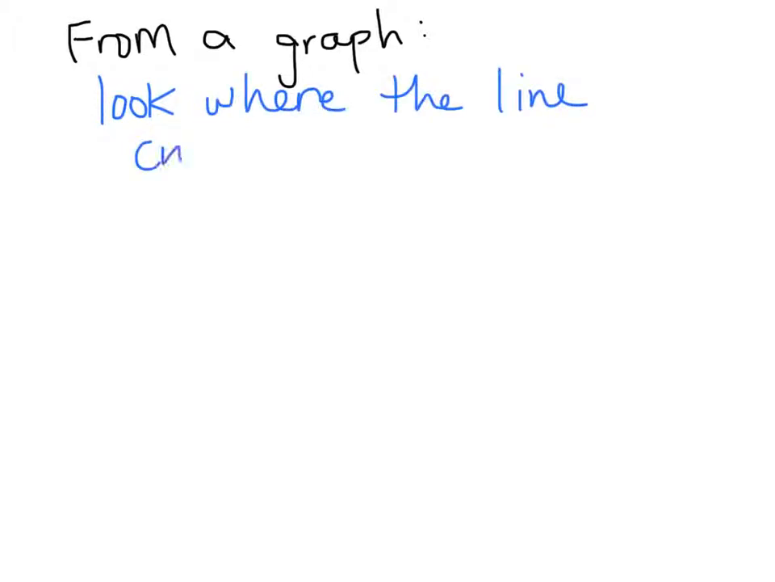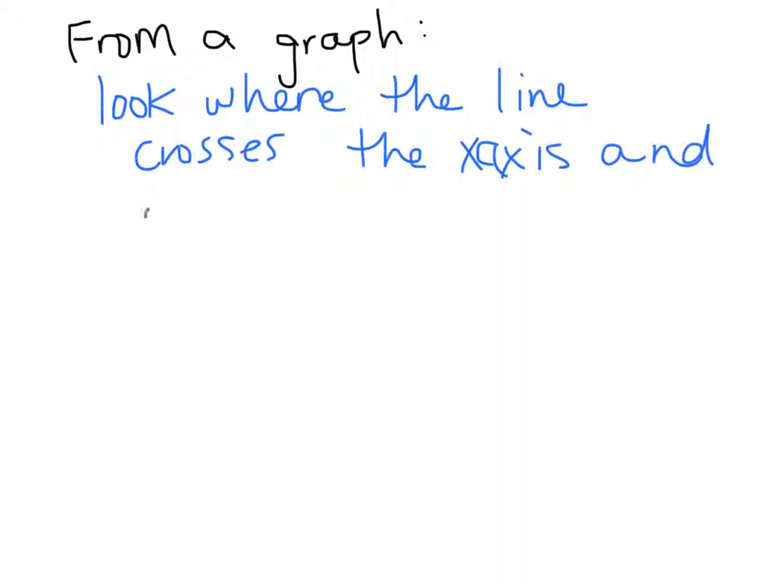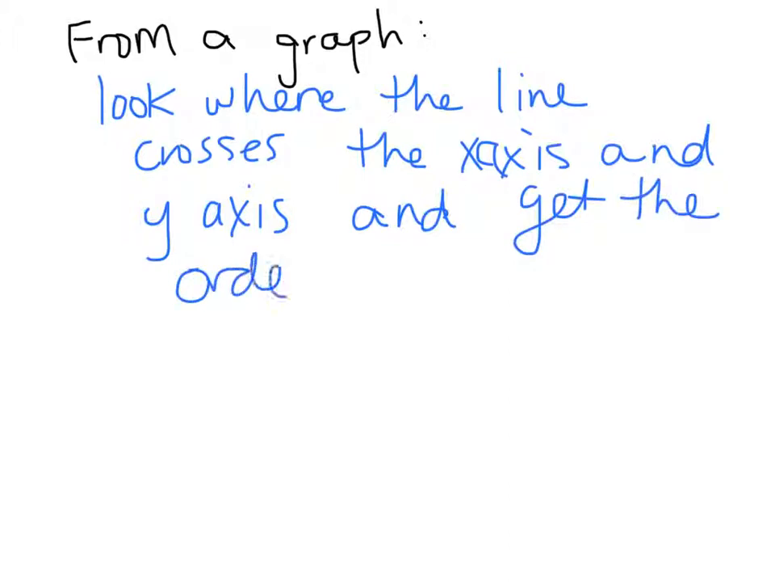If I'm looking at a graph and I want to find the x and y intercepts, it's very simple. All I'm going to do is look where the line crosses the x-axis and y-axis and get the ordered pair. We just look at the line and find where it crosses the x-axis, that's our x-intercept. Find where it crosses the y-axis, that's our y-intercept.